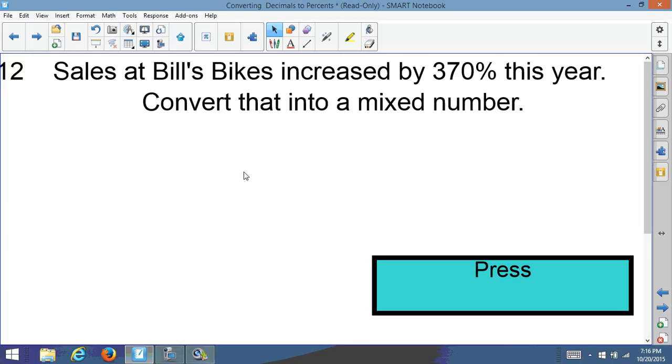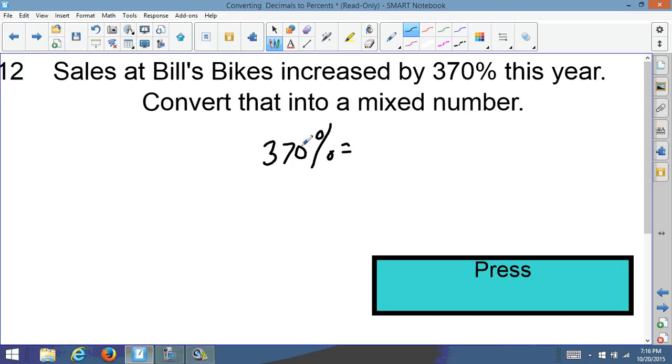So let's take a quick look at that. Let's get a pen. We've got 370%. Now remember, we take the number next to the percent sign. That'll go right on the top. And the percent's bottom number is always 100. So our fraction would be 370 over 100. So we need to reduce that.